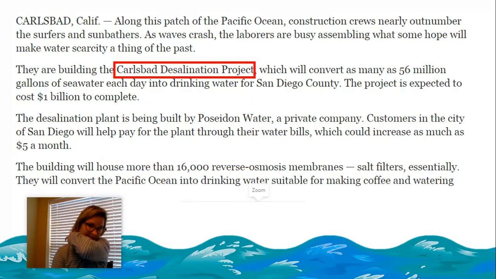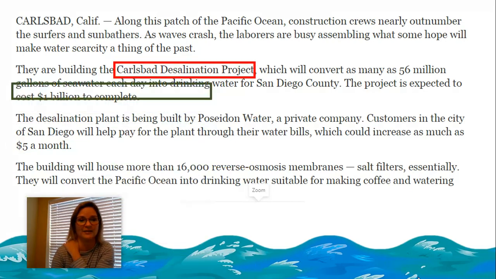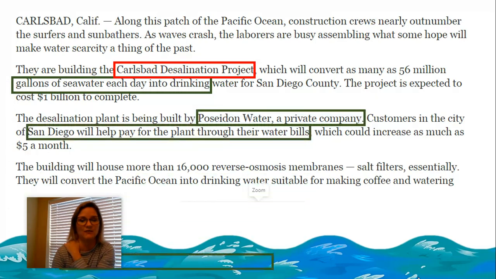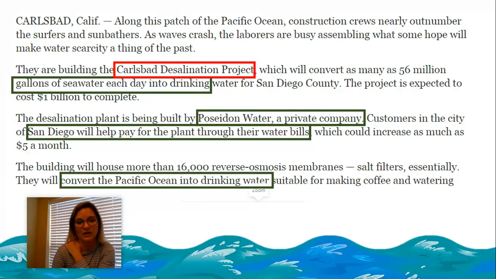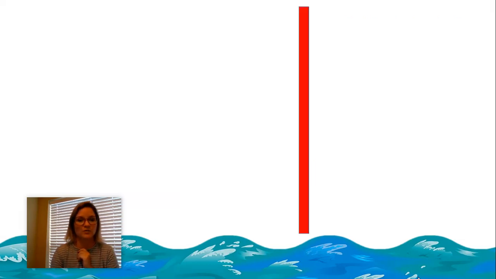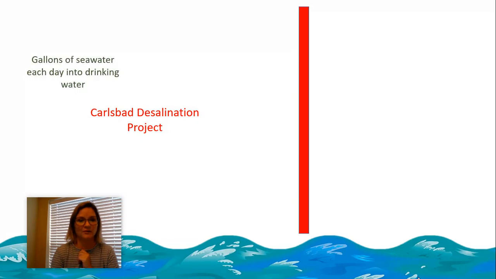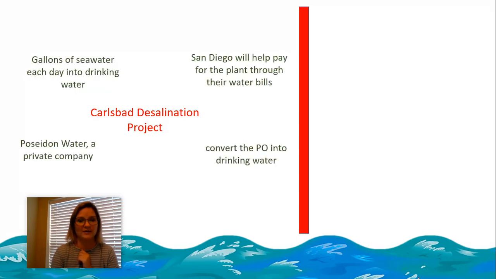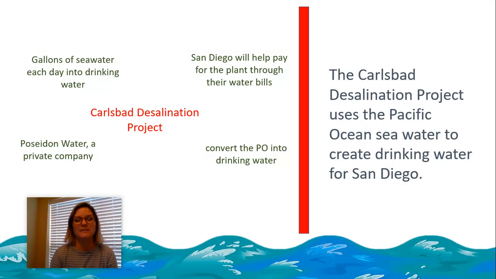Okay, so Carlsbad Desalination Project is what I chose for my main idea. And then you can see that I picked out at least 4, maybe I could do 2 or 3, but I did 4 supporting details that are going to help support it. So this is what it's going to look like. I'll put the main idea in the middle. My supporting details go around the side. I take that, I jumble it up, I think about it for a second, and then I write my summary. The Carlsbad Desalination Project uses Pacific Ocean water to create drinking water in San Diego.